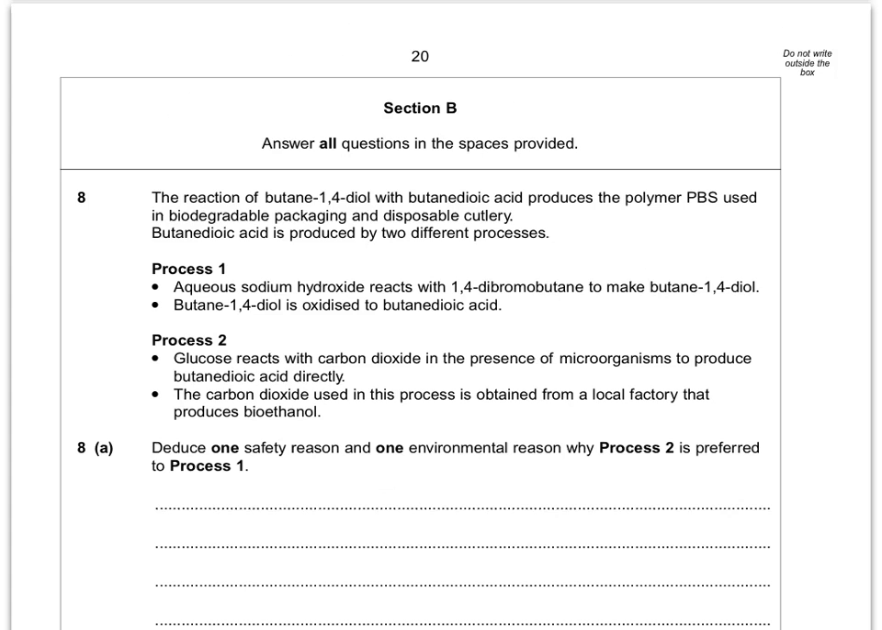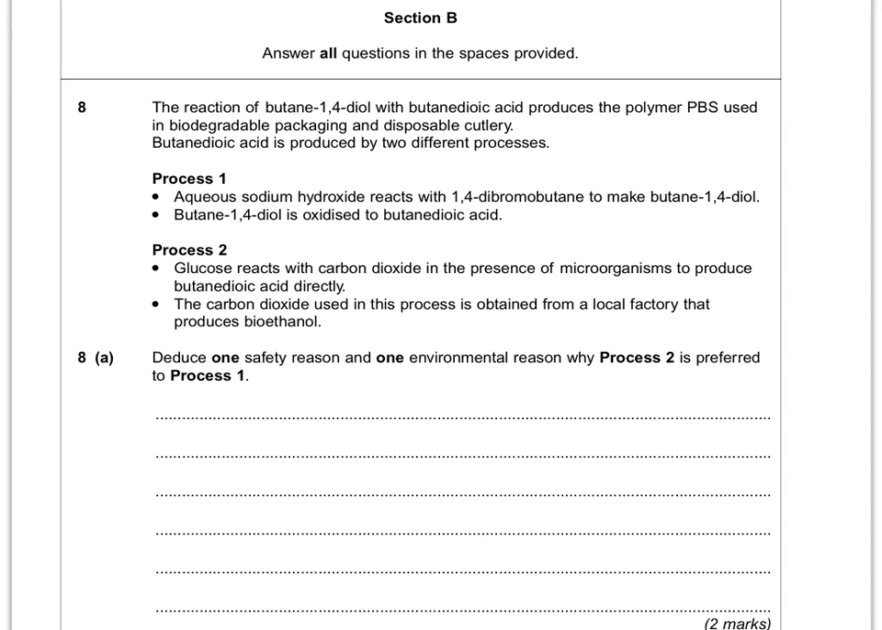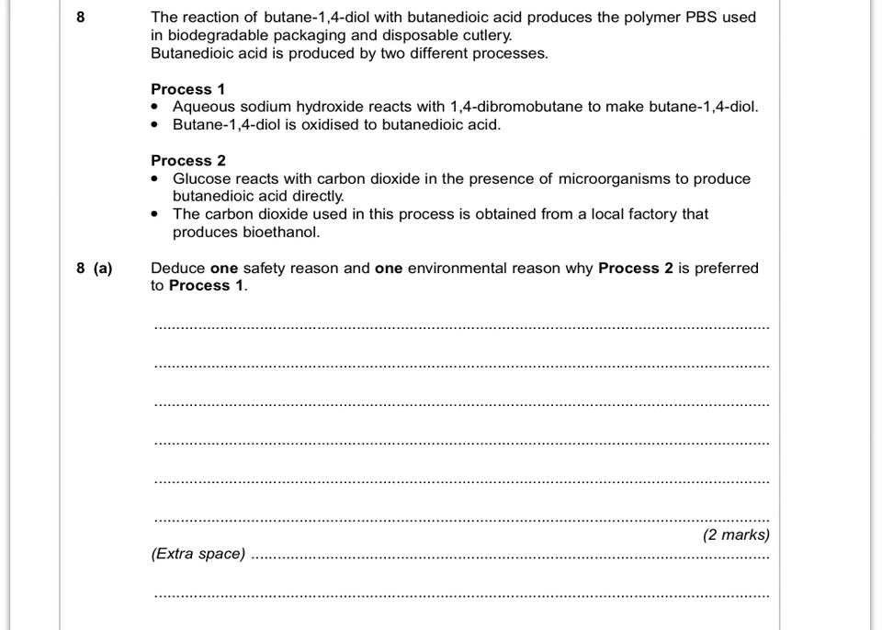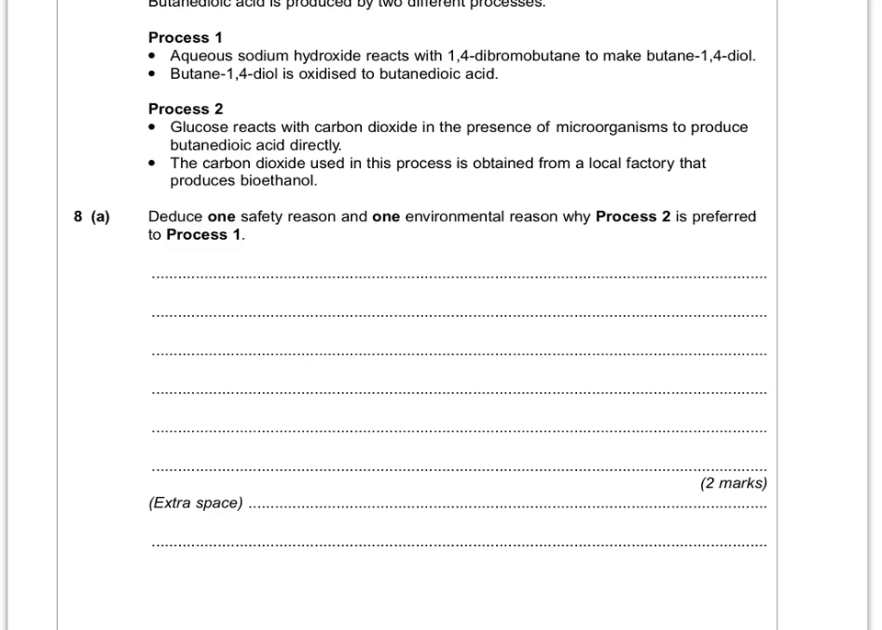Then it all gets a bit wordy for section B. So, the reaction of butane-1,4-diol with butanedioic acid produces the polymer PBS used in biodegradable packaging and disposable cutlery. Butanedioic acid is produced by 2 different processes. First process, aqueous sodium hydroxide reacts with 1,4-dibromobutane to make butane-1,4-diol, and butane-1,4-diol is oxidized to butanedioic acid. And then process 2, glucose reacts with carbon dioxide in the presence of a microorganism to produce butanedioic acid directly. The carbon dioxide used in the process is obtained from a local factory that produces bioethanol.